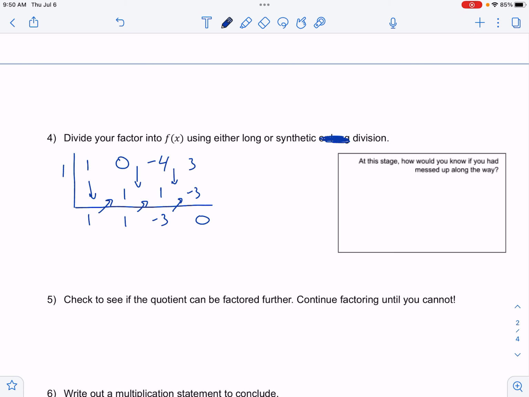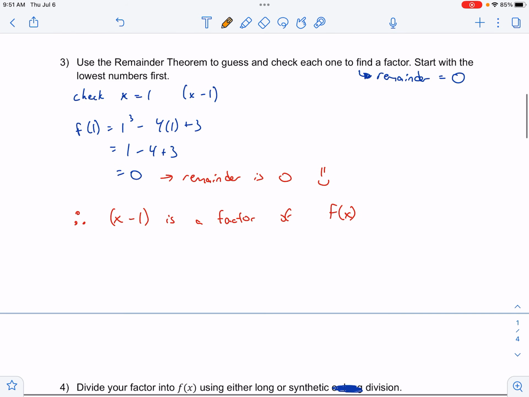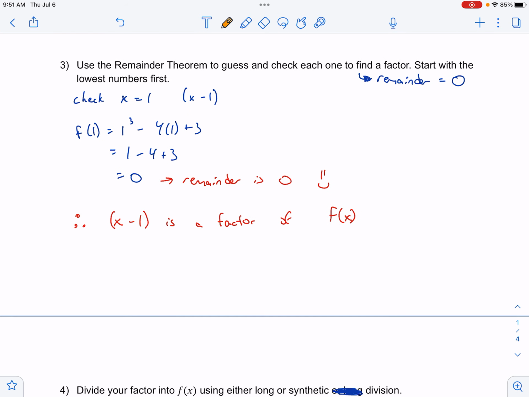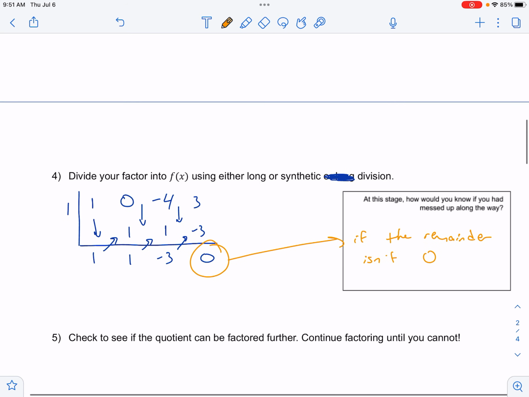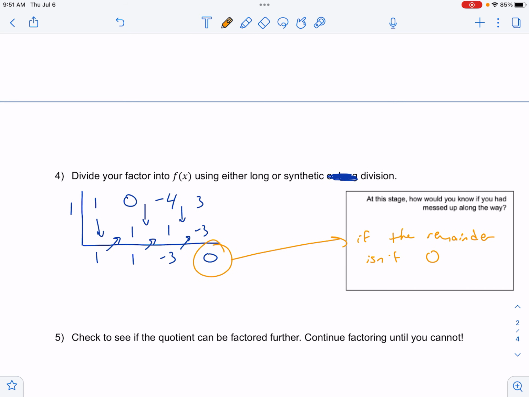Bingo! We're all good. And so I've included this little thought bubble to the right here. At this stage, how would you know if we had messed up somewhere along the way? Well, we need the remainder to be 0, and recall that that last digit is the remainder there. If this number is not 0, you've done something wrong. Maybe you've divided incorrectly. Maybe you did your math incorrectly when you were checking, guessing and checking in stage number 3. But you need to check if there's an issue, stop everything. Let's go back and take a look.